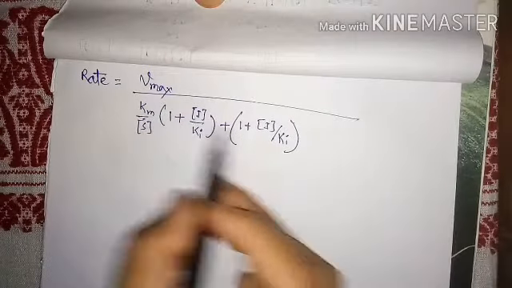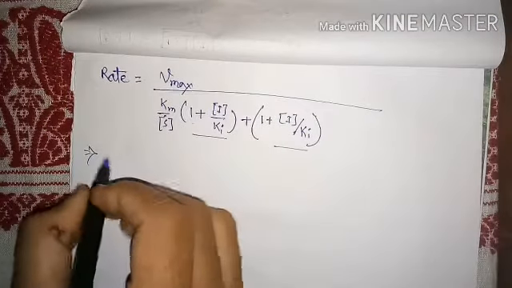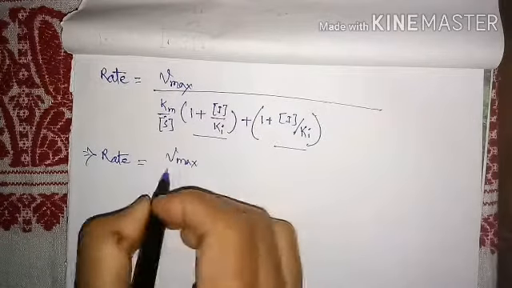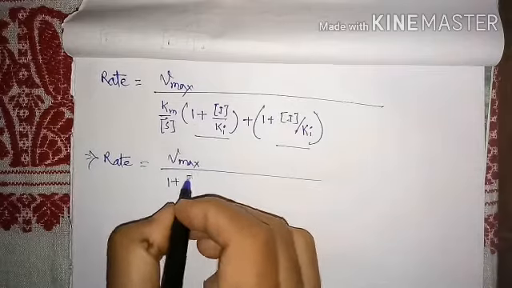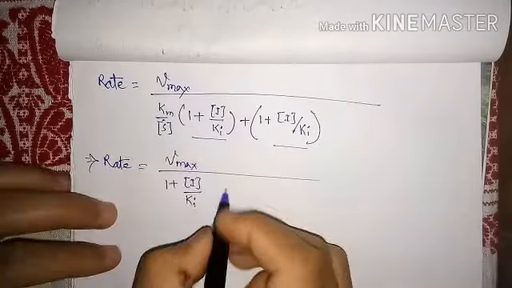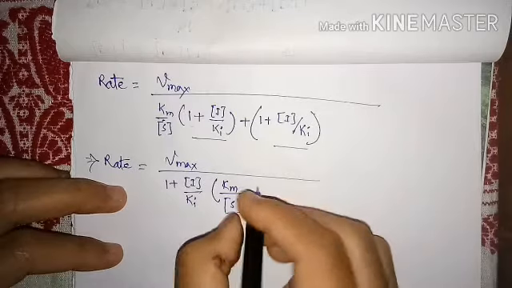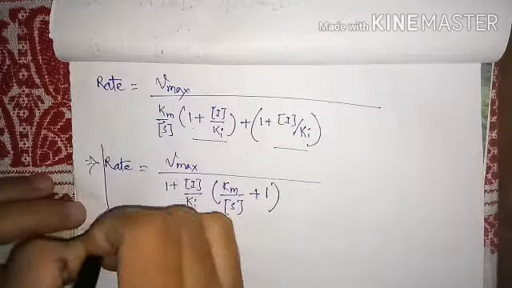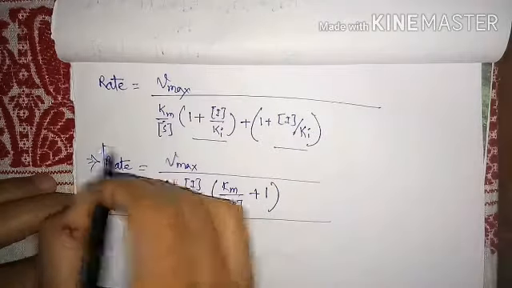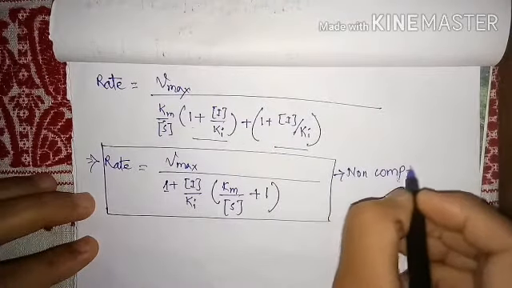So now from these both terms we will take this term common, rate is equal to Vmax by 1 plus concentration of I by Ki, we are going to take common. Then we shall get Km by concentration of substrate plus 1. So this is actually the rate equation for the non-competitive inhibition.